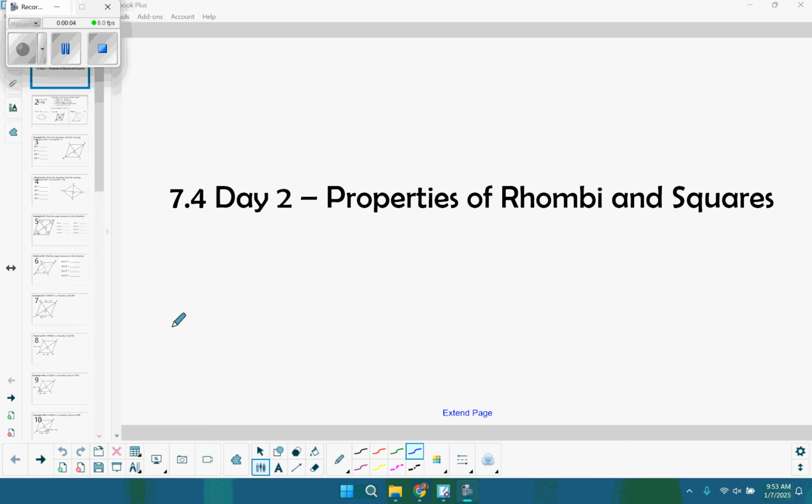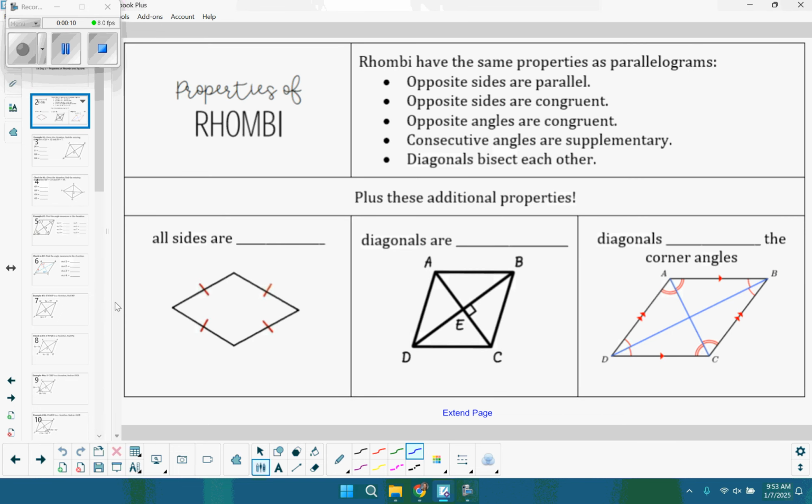This is the second part of 7.4. We're going to talk about rhombus and square today. So a rhombus is also a parallelogram, so it has all the properties of a parallelogram: opposite sides are parallel, opposite sides are congruent, opposite angles are congruent, consecutive angles are supplementary, and the diagonals bisect each other.